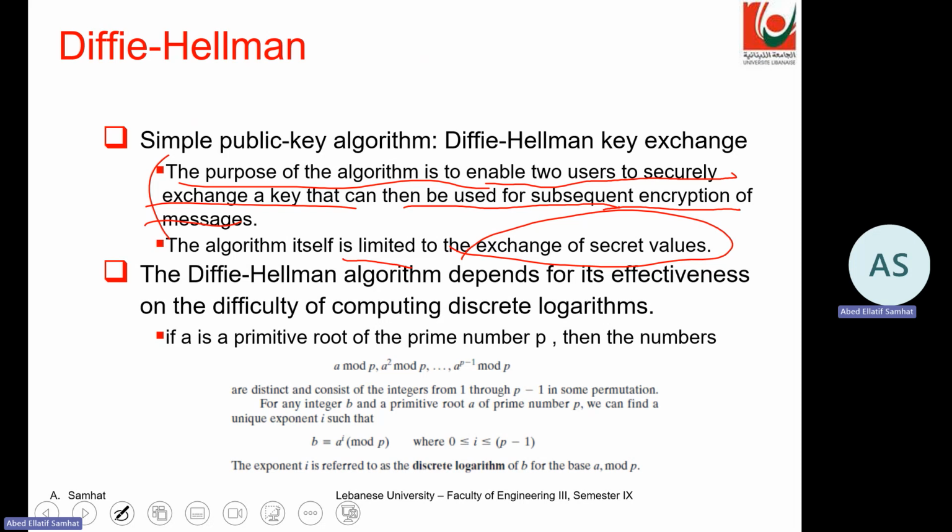The Diffie-Hellman algorithm is robust because it's based on the difficulty of computing the discrete logarithm. Remember, I already presented the discrete logarithm.